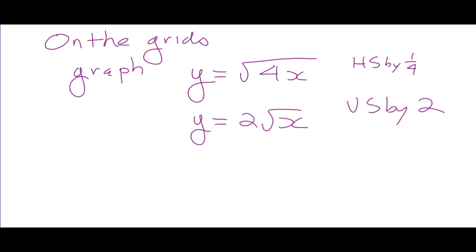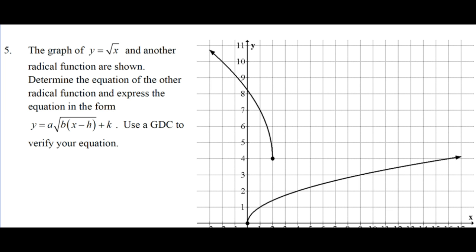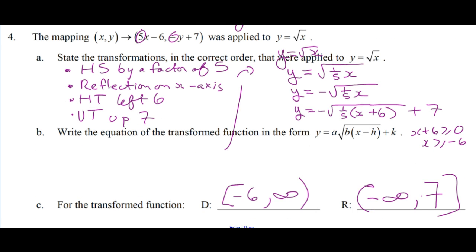It's not the same thing. I don't know. Okay, they're the same. Why are they the same? Yeah, root 4 is 2, right? So you've got y is equal to root 4x, which becomes y is equal to root 4 root x, which becomes y equals 2 root x. So a horizontal stretch by a factor of 1/4 is the same as a vertical stretch by a factor of 2. So what does that lead to? The next page.